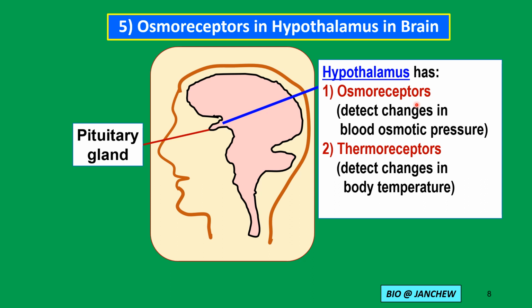So the hypothalamus will first detect the changes in the blood osmotic pressure by using its osmoreceptors. And from there, the hypothalamus will send impulses to the pituitary gland to help the pituitary gland secrete either more or less ADH. Apart from having osmoreceptors, the hypothalamus also has thermoreceptors, which are specialized cells that detect changes in the body temperature. So the hypothalamus is very important in that it contains these two types of receptors.